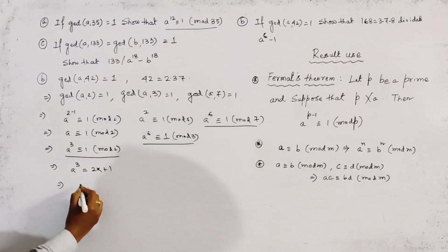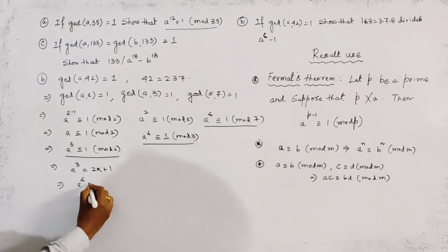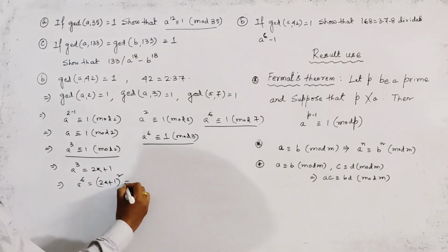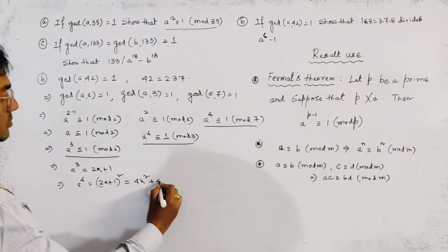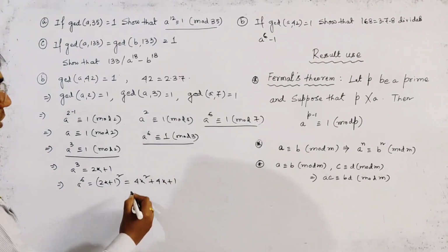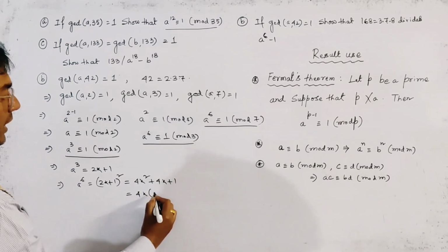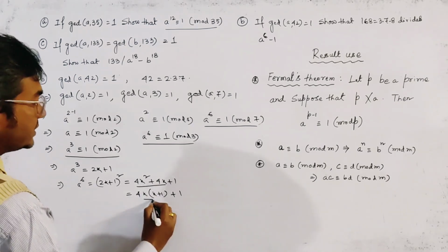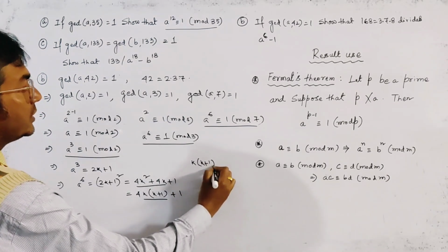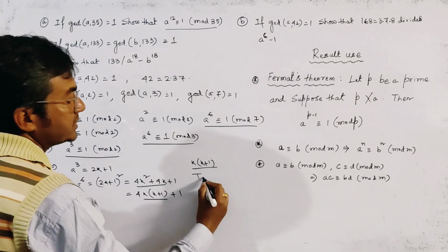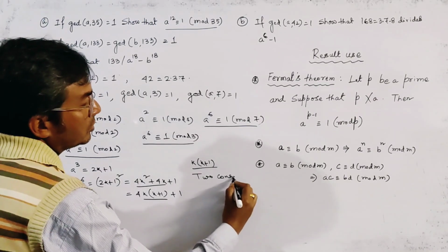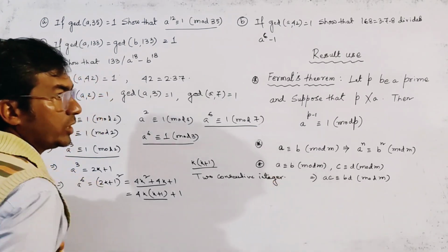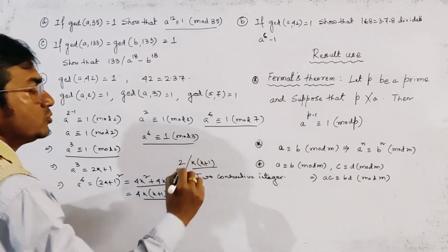Now if we take the square on both sides, we get a to the power 6 equals 2k plus 1 whole square, and this is given by 4k square plus 4k plus 1. Now taking common 4 into k plus 1 from the first two terms, this is plus 1. And since k into k plus 1 is the product of two consecutive integers, this must be divisible by 2.